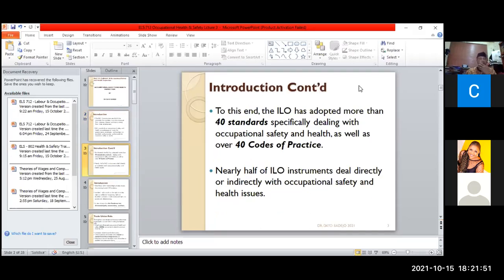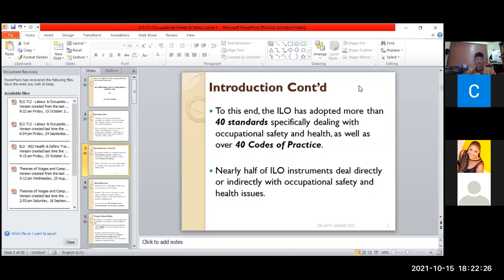Now, to this end, the ILO has adopted more than 40 standards. When we say it provides, there's hardly anything you want to talk about in the world of work as regards occupational health and safety that has not been covered in a way by the ILO standards. In fact, we have over 40 codes of practice. Apart from the standards, these serve as guides, and they are very important.